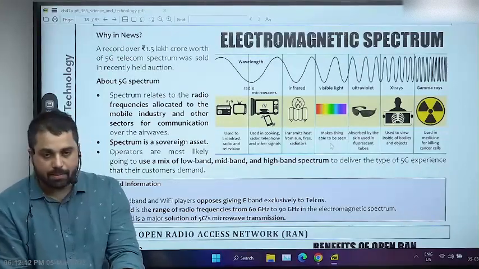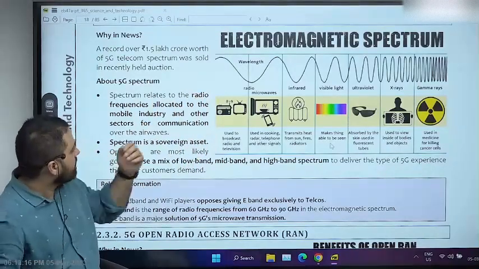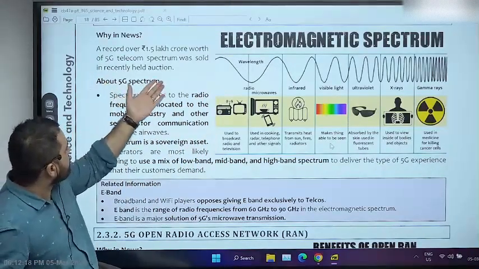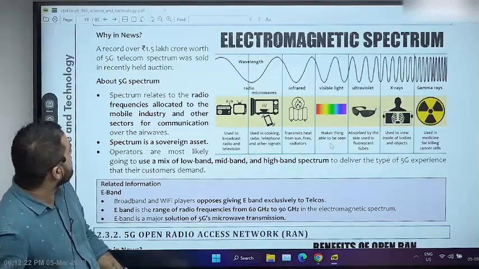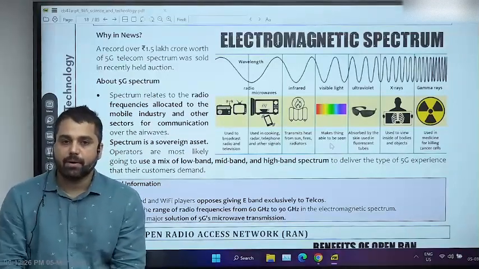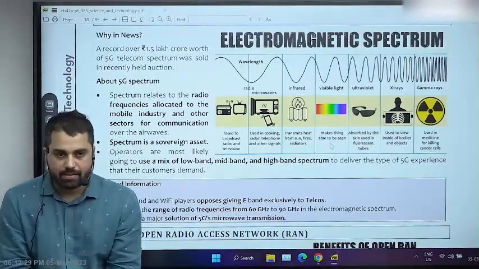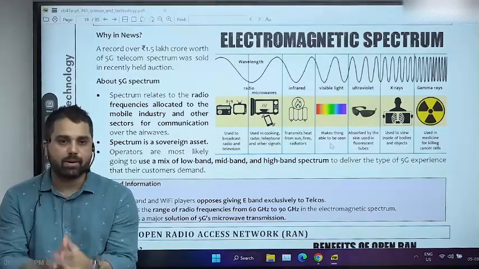So this concept of spectrum auction, the context is that Government of India had this spectrum auction for 5G, 1.5 lakh crore rupees spectrum was sold. So whenever we talk about any sector, any economic sector, so let's say for example power sector. For power sector, coal is a raw material.